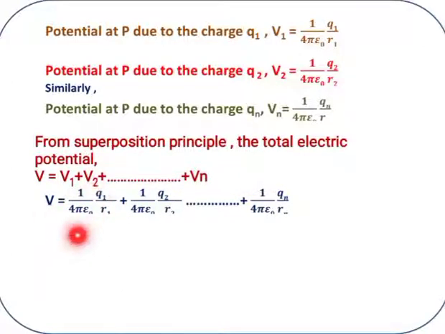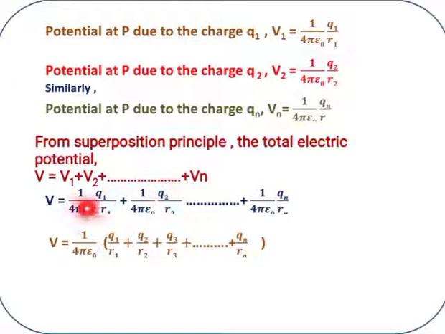Then V is equal to 1 by 4 pi epsilon naught Q1 divided by R1, plus 1 by 4 pi epsilon naught Q2 by R2, so on up to Qn divided by Rn. Here 1 by 4 pi epsilon naught is common and is a constant value, so I will take this common factor outside the bracket. Inside the bracket, I write Q1 divided by R1, Q2 by R2, and similarly Q3 by R3, so on up to Qn divided by Rn.